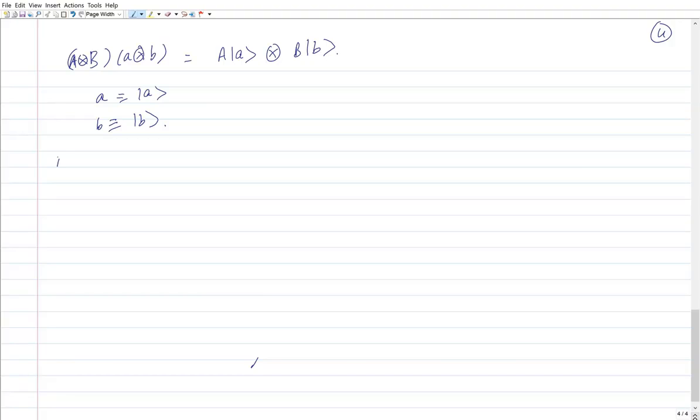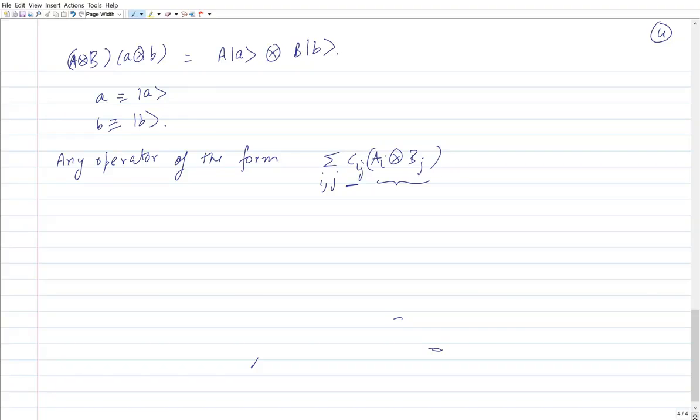And in general, any operator of the form a linear combination of operators AI and Bj, where AI is an operator on the vector space V and Bj is an operator on the vector space W. This is also a linear operator.